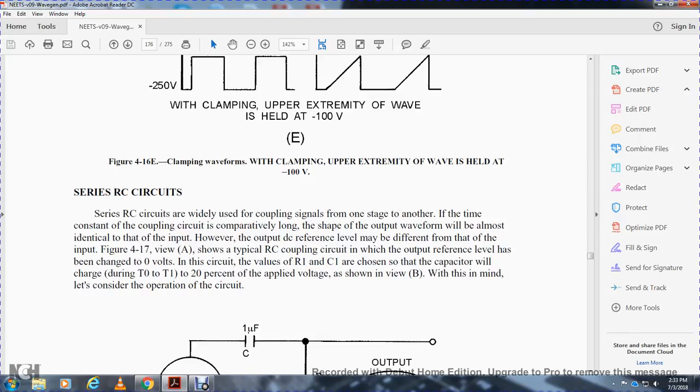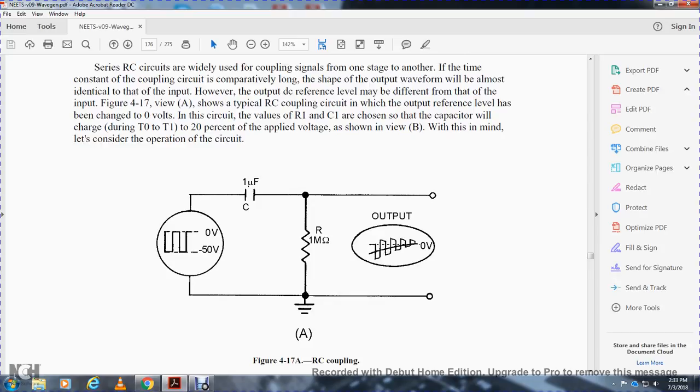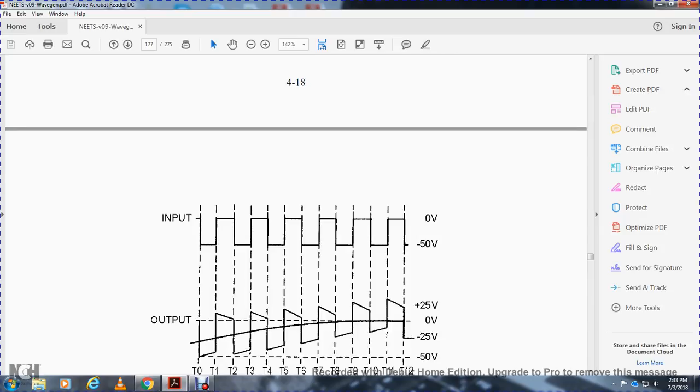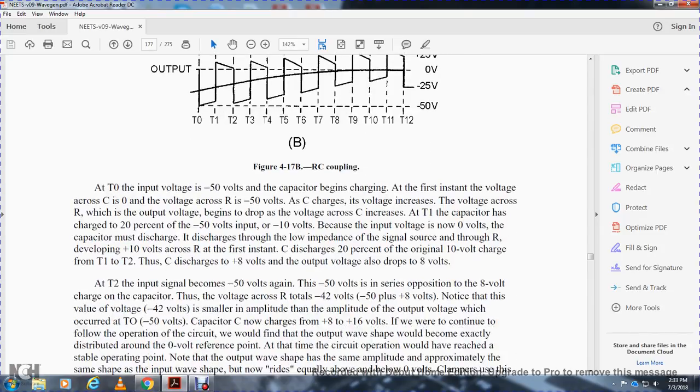With this in mind, let's consider the operation of the circuit with an input of 0 to 50 volts, a 1 microfarad capacitor 1, and a 1 megohm resistor, with square and sawtooth waves applied to the RC coupling circuit input.